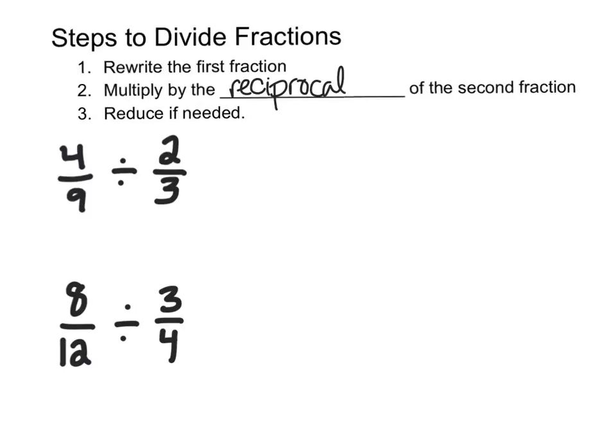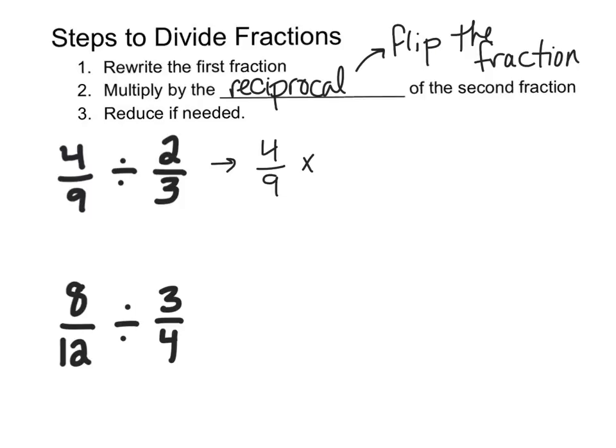So for 4/9 divided by 2/3, if I follow these steps, I rewrite the first fraction, 4/9, multiplying by the reciprocal. Now this means we flip the fraction. So 2/3, when we do the reciprocal, becomes 3/2. And then we multiply like we did just before. Across the top, 4 times 3 is 12, and 9 times 2 is 18, so we get 12/18.